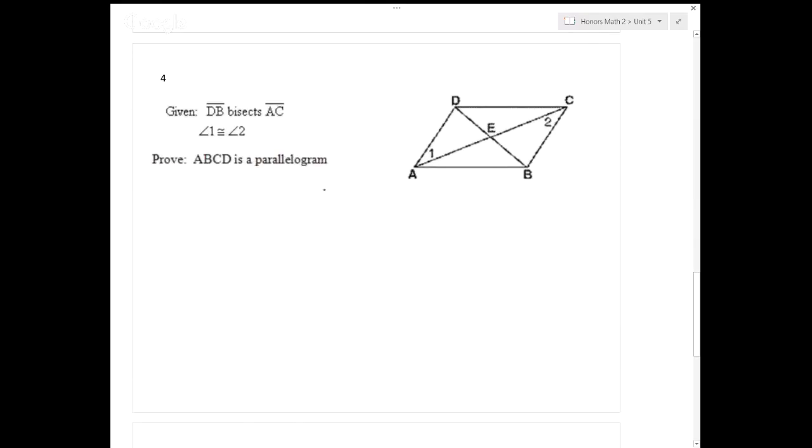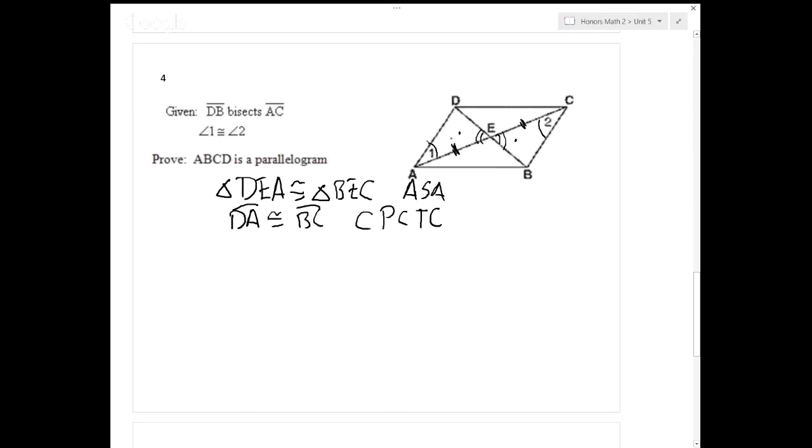In number 4, we have DB bisects AC. So that tells us that AC is split into two congruent parts. We also have angle 1 is congruent to angle 2, and we have to get to a parallelogram. So other things we know in these two triangles is I could say that the vertical angles give us that triangle DEA is congruent to triangle BEC, which gives me angle side angle. Because of that, I can now say that DA is congruent to BC, the sides, because corresponding parts of congruent triangles are congruent.